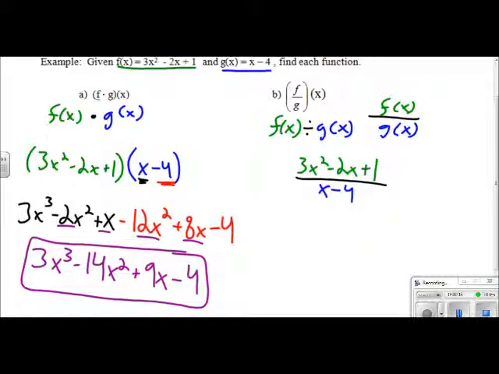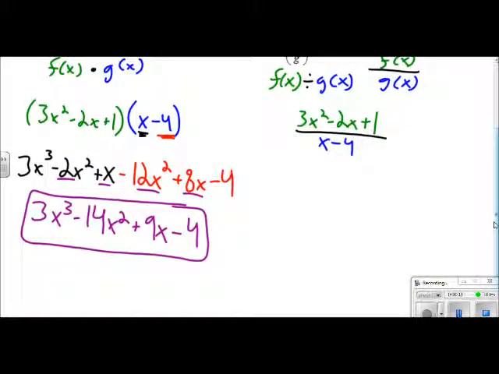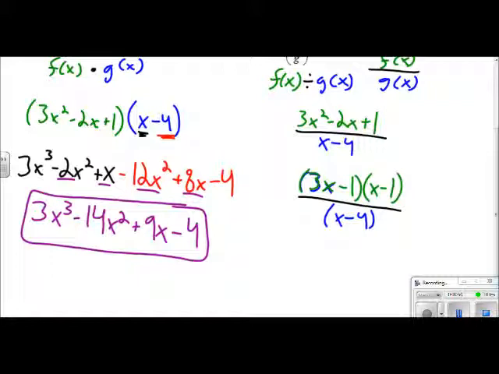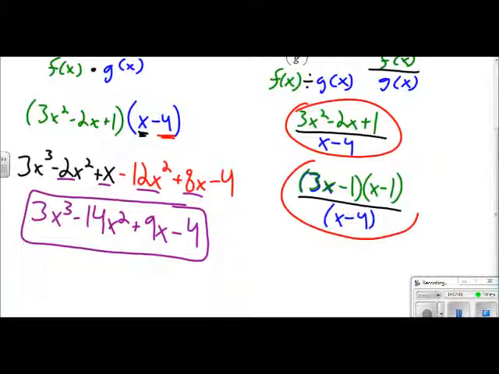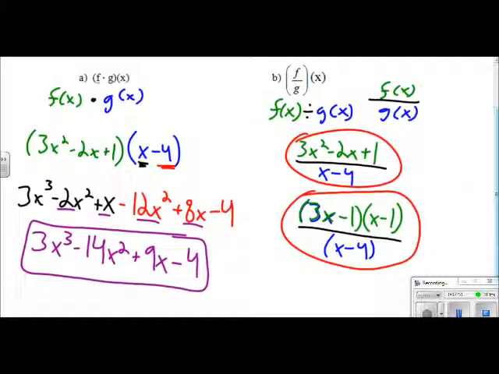x minus 4. Now, we can factor this, and it would come out to 3x minus 1, x minus 1 on top over x minus 4. So that's what you should normally do, is look to get those factors and then cancel out. In this case, we can't cancel any factors. So either we would say this is our final answer or this one. They both say the same thing. One is factored and one is not. But both of these would be our f divided by g of x.